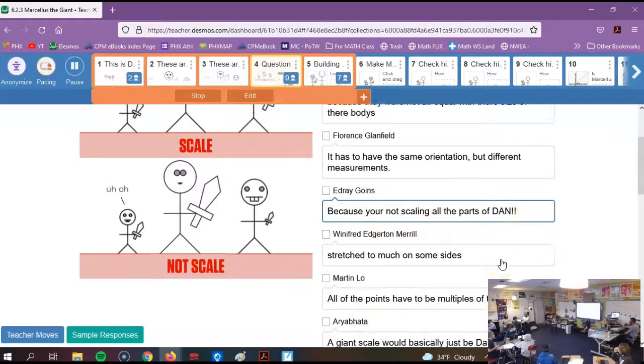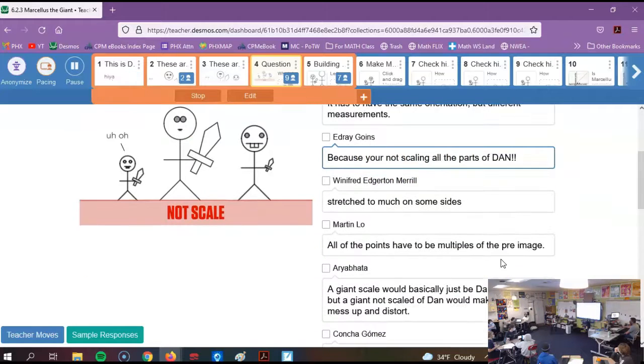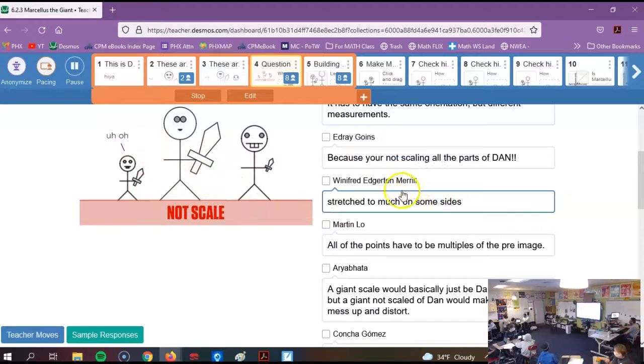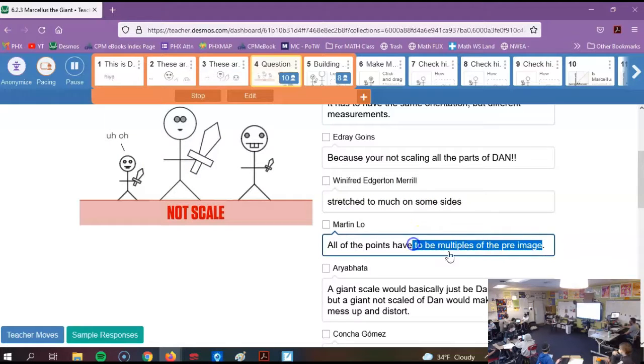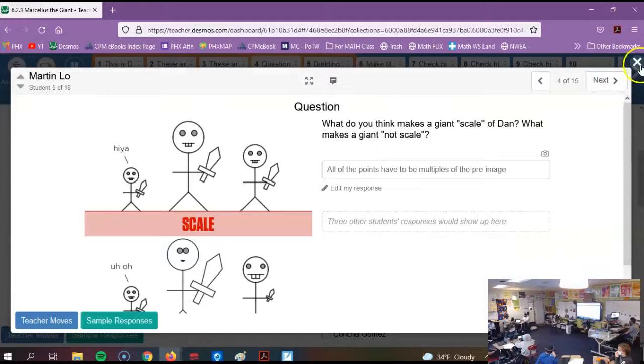Ooh, wait, what? Stretched too much on some sides. Oh, why these are not scale. I see. All the points have to be multiples of the pre-image. Ooh, love this. Multiples of the pre-image.